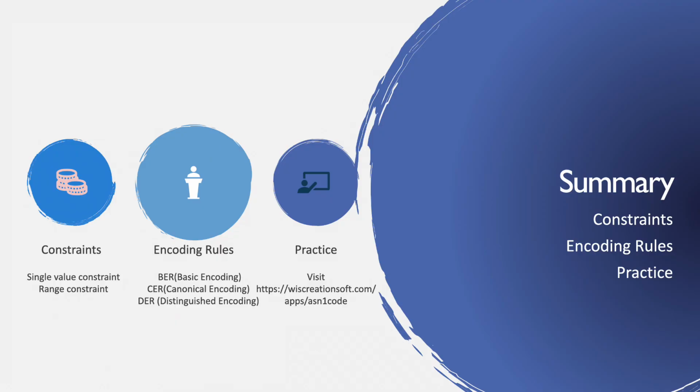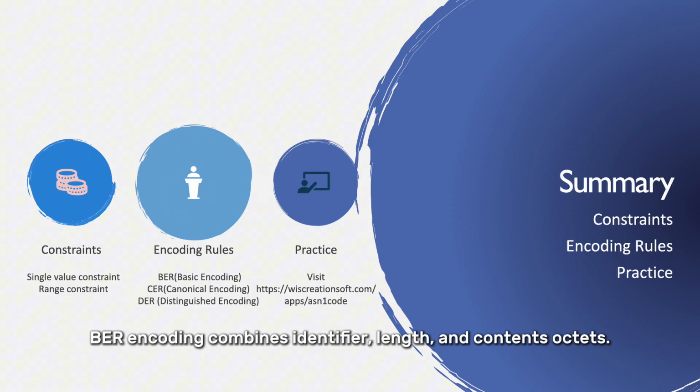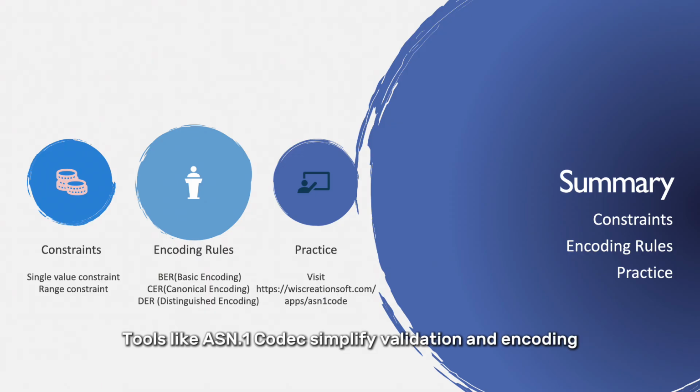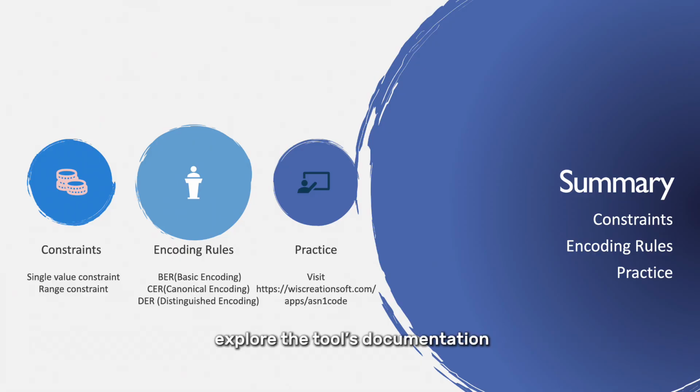To summarize, integer types support range and single value constraints. BER encoding combines identifier, length, and contents octets. Tools like ASN.1 codec simplify validation and encoding. Practice encoding different values and constraints to master these concepts. For more, explore the tool's documentation.